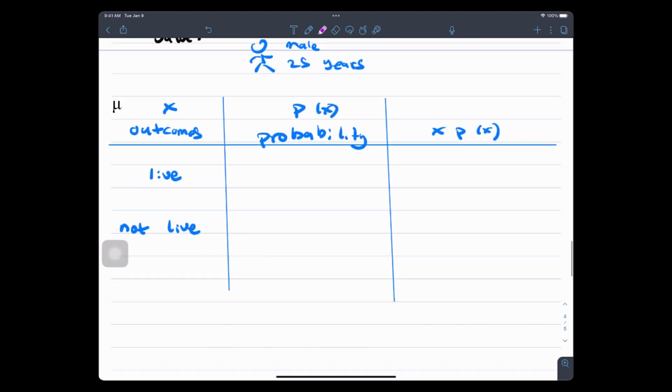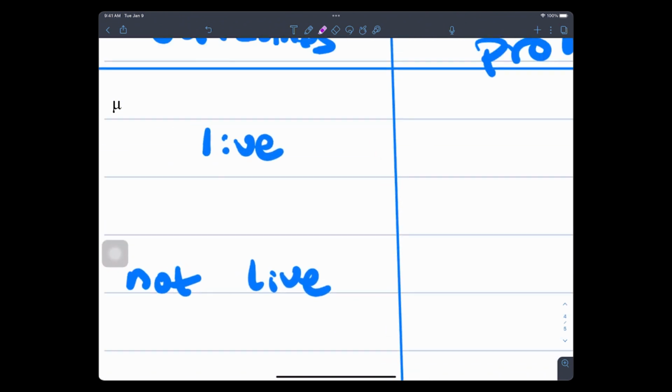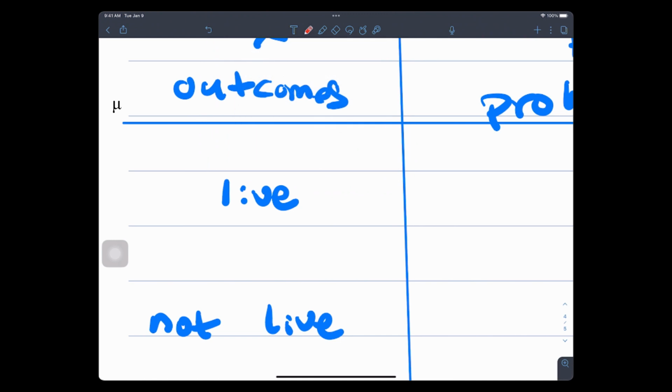Well, here's the deal. If you live, remember we have to think about this. If you live, how much money do you get for living? Just for living, how much money do you get when you buy life insurance? You don't. You know what you do? You lose money. How much do you lose? $1,200. That's the cost of the policy. So you lose $1,200 just for what? Living.